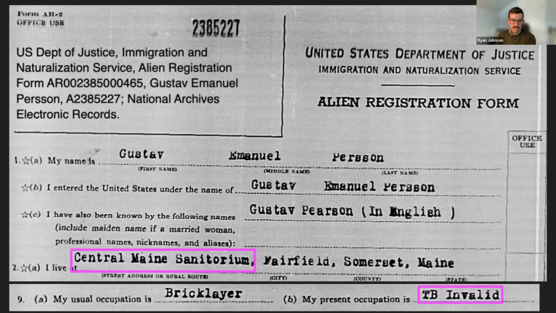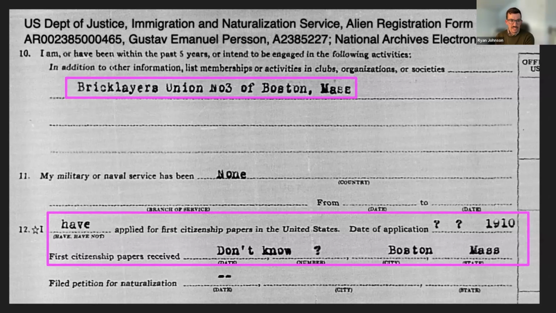When the record that I ordered came back, we found that Gustav Pearson was living at the Central Maine Sanatorium when he registered. He usually worked as a bricklayer, but he had become a tuberculosis invalid. And so just in the span of a few months, from April when the census was taken to September when he filed this registration, he apparently got sick enough to go to the sanatorium 2 counties away. And it specifies that he was a member of the Bricklayers Union, yet another organization that I could try to research the history of, and maybe even their archival records surviving to research in.